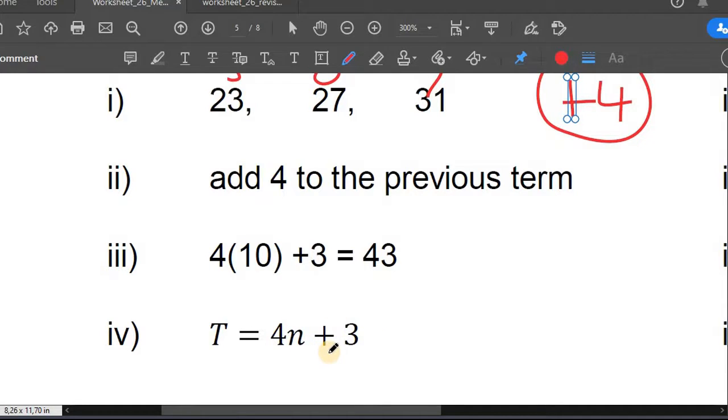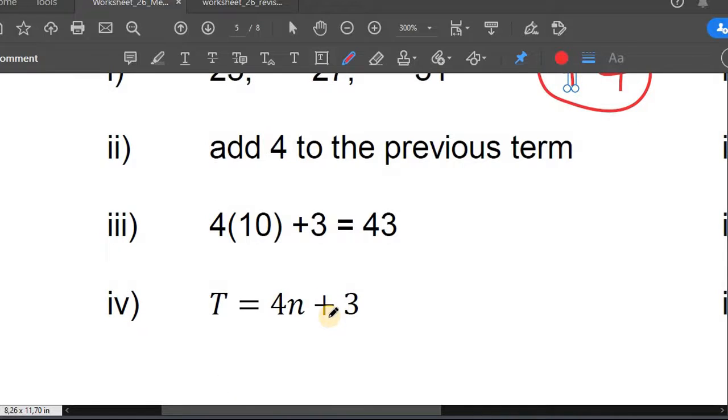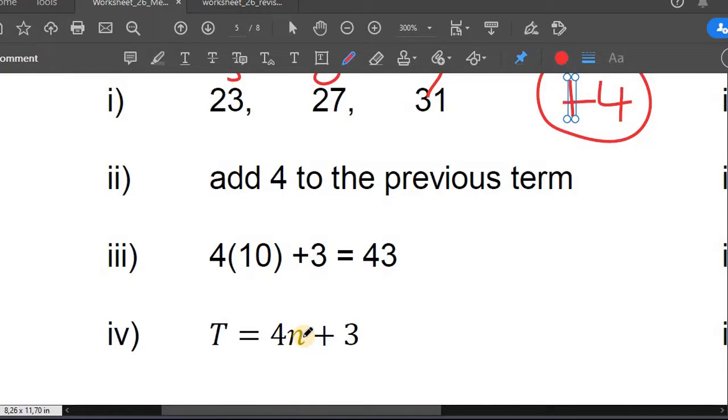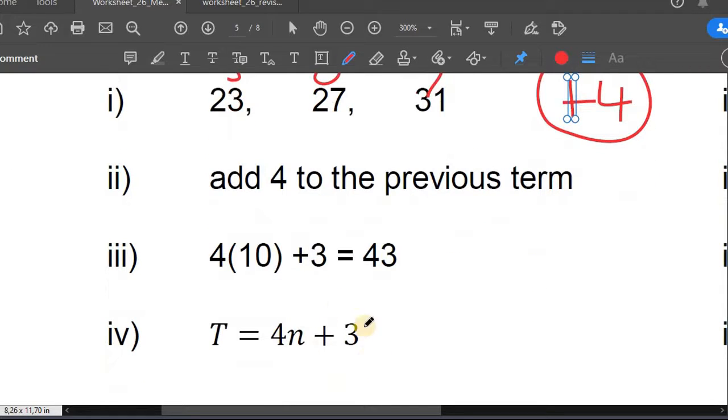How would I know what goes there? Yes, you can do the method where you say 4n plus something will get me my next term. If we say 4n for term 1, 4 times 1 is 4. But I need 7, so I needed to add 3. So that's how you can get your +3. You can fill it in and you got that.